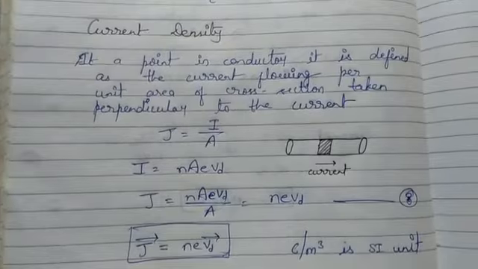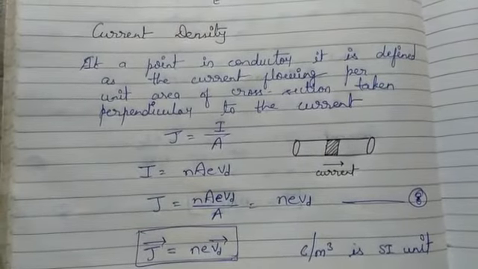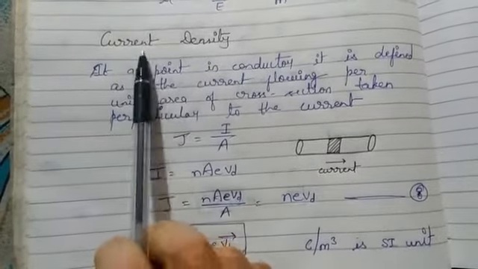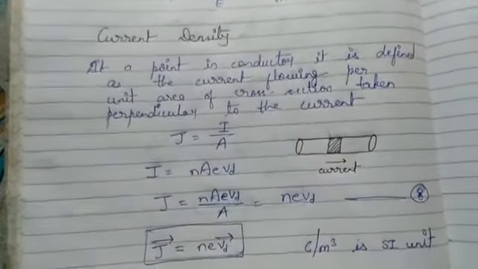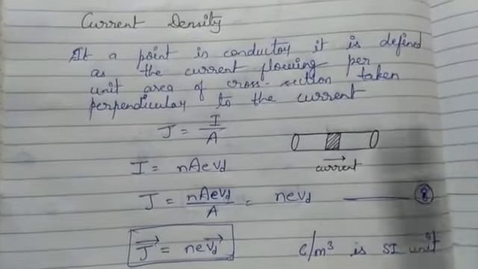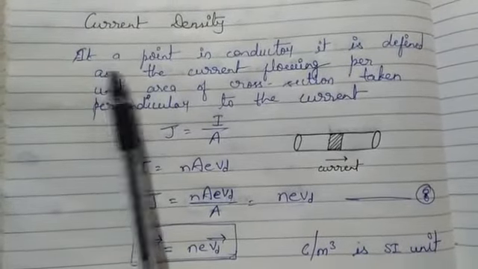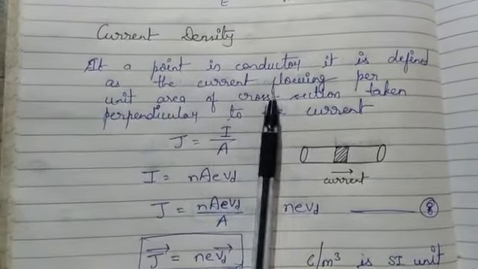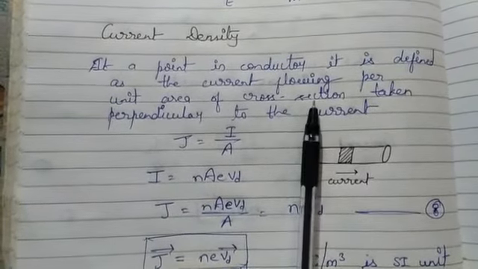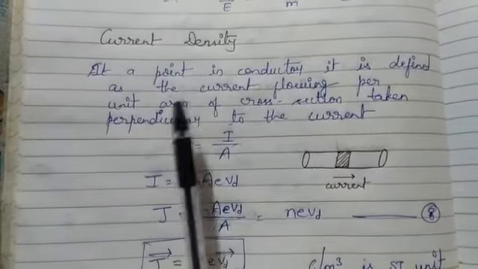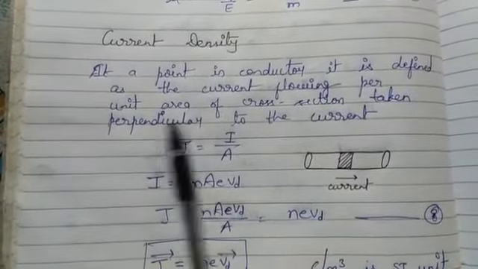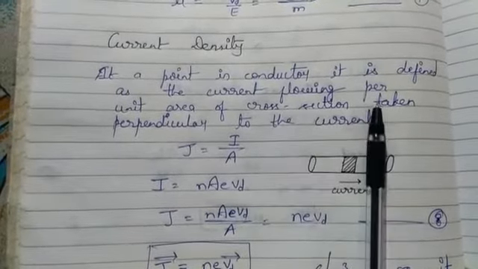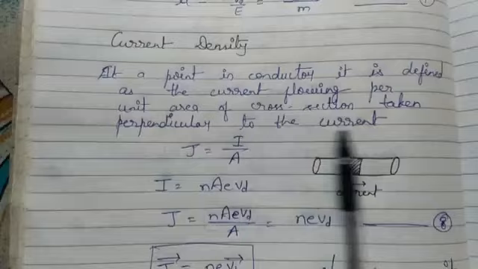Now our next topic is current density. What is this? At a point in a conductor, when we talk about current density, we talk about a particular section, a particular area, not the conductor as a whole. It is defined as the current flowing per unit area of cross section. And how to take this cross section? It is taken perpendicular to the current.